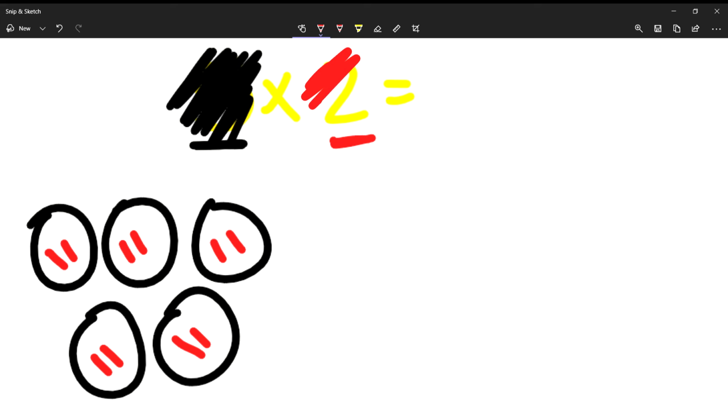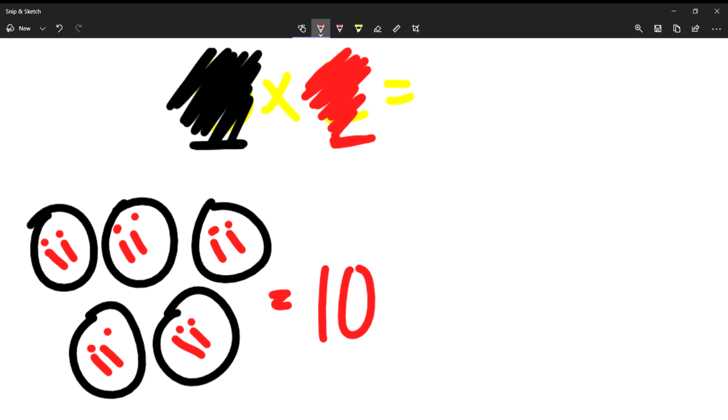We don't need that second number anymore, and now what we're going to do is count each tally. So we're going to actually do it this way. It's kind of a little bit simpler. 1, 2, 3, 4, 5, 6, 7, 8, 9, 10. So we have 10 tallies. So that means 5 times 2 is equivalent to 10. Super easy.